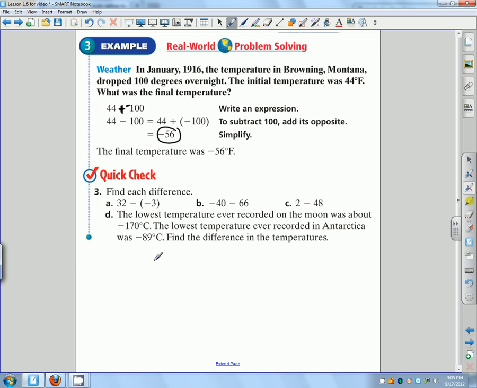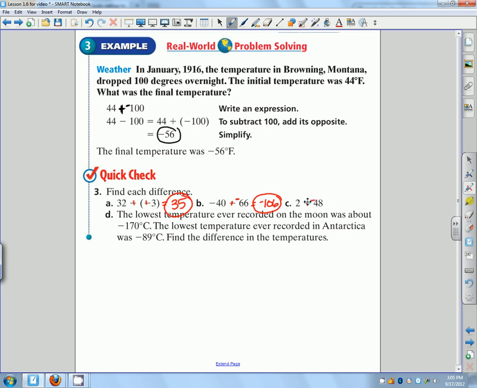So try these 4 examples, and then push pause, and then come back and we'll go over them. So first, letter A, I have 32 minus -3. So I'm going to turn these both into positive because 2 negatives make a positive, and I get 35 as an answer. This, I'm going to add the opposite. So I have 2 negatives. 2 negatives make a negative, and I just add them together to get -106.